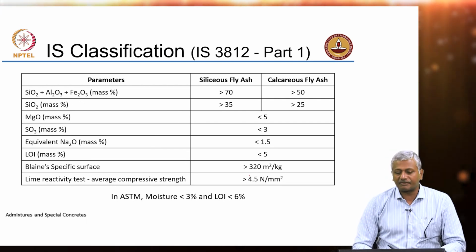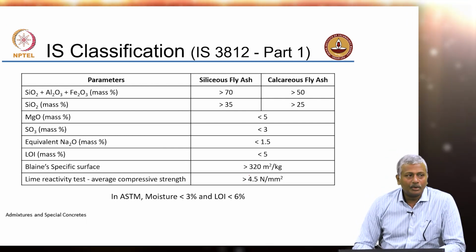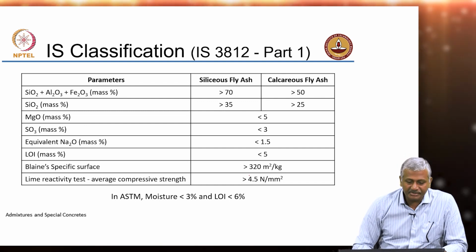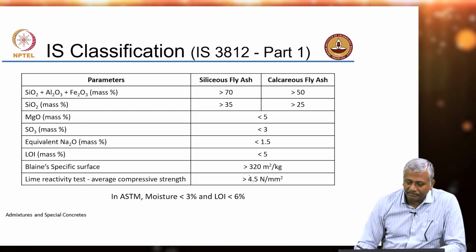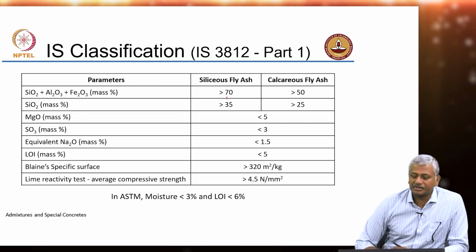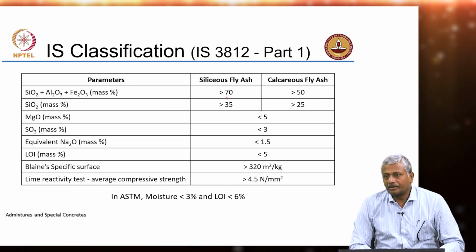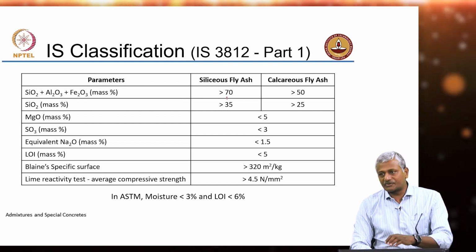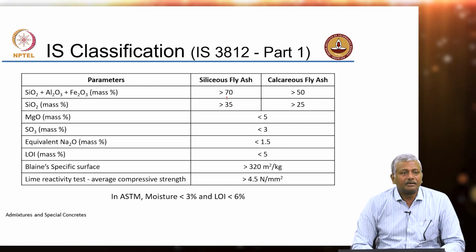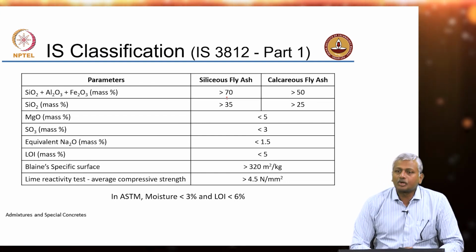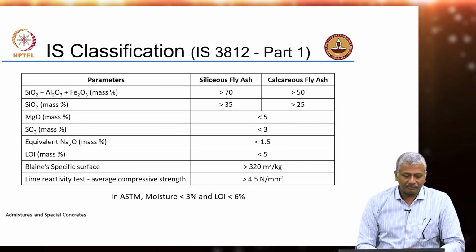Here the IS classification is given, IS 3812 for fly ashes, where the oxide content, the silica plus alumina plus iron for fly ashes is defined in terms of percentage by mass. It should be greater than 70% for siliceous fly ash and greater than 50% for a calcareous fly ash. So, if your material satisfies this particular quantity, then its composition can be deemed to be similar to that of a fly ash.